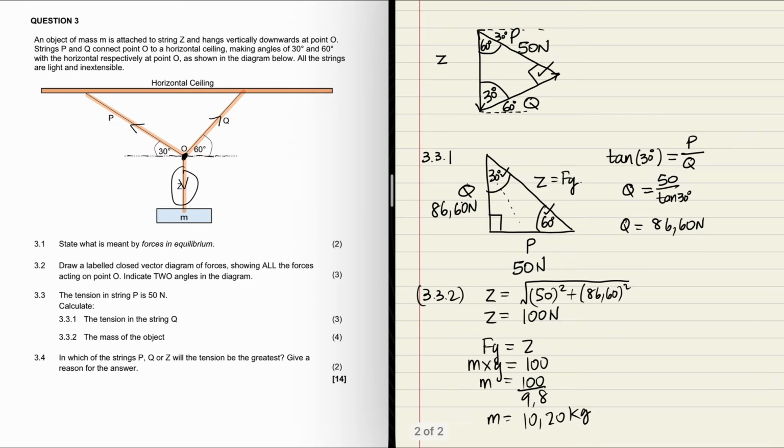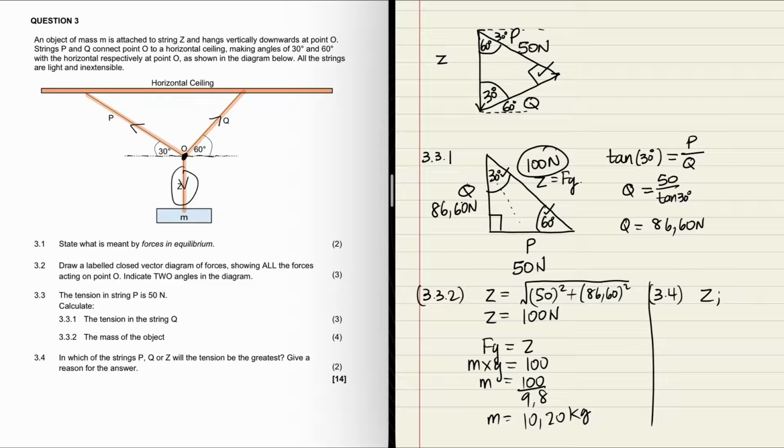Now the last question, question 3.4. In which of the strings P, Q, or Z will the tension be the greatest? Give a reason for the answer. Well, we've already worked out the values, and the greatest one is Z. P was 50, Q was 86.60, and Z was 100. So Z is the answer.